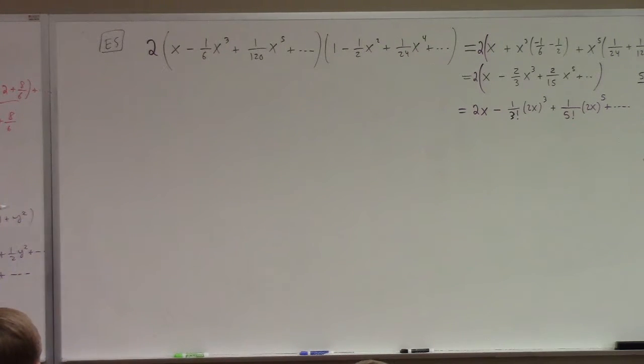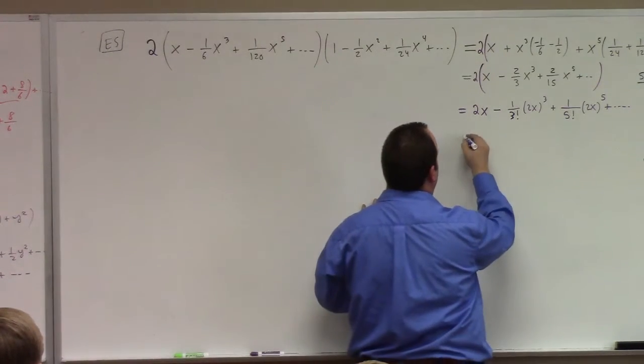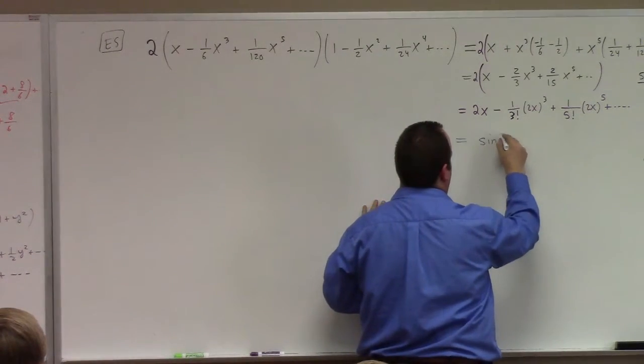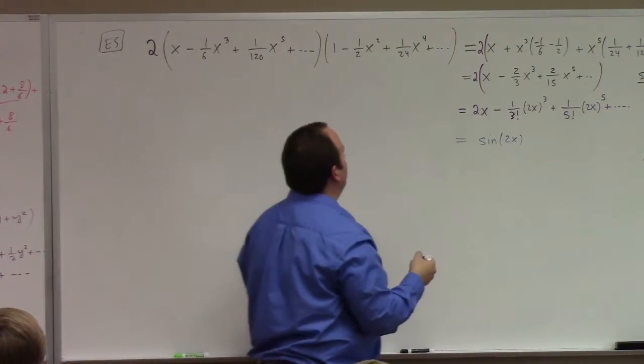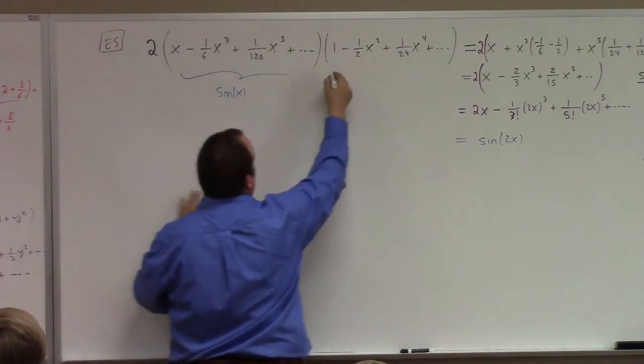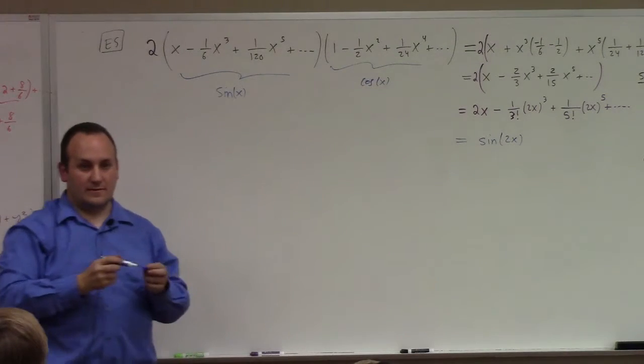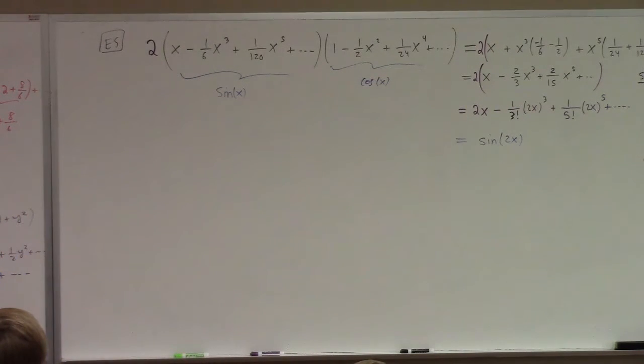All right, so what is this? Yeah, this is sine of 2x, isn't it? And you might recognize this as sine of x and cosine of x, yeah. I don't recommend this as a way to derive trig identities, personally. I think the imaginary exponential stuff I showed you guys earlier is way easier, right?